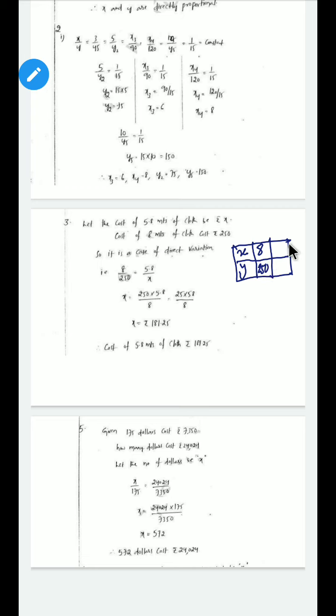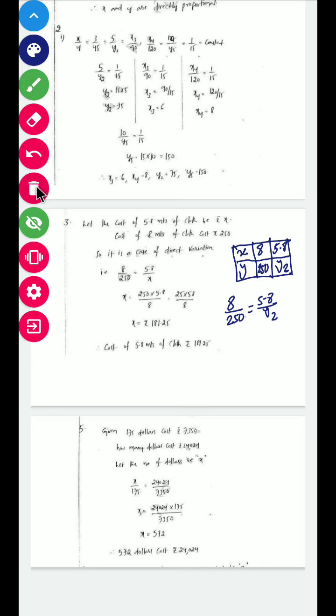Now you have to find the cost of 5.8 meters of cloth. Suppose this is x1, y1, and this is x2, y2. Now you know that if the cloth is decreased, then the cost is also decreased. That means these two are in direct variation. So whenever direct variation happens, the ratios will be equal. So these are the ratios. Now from here you can easily find the value of y2.